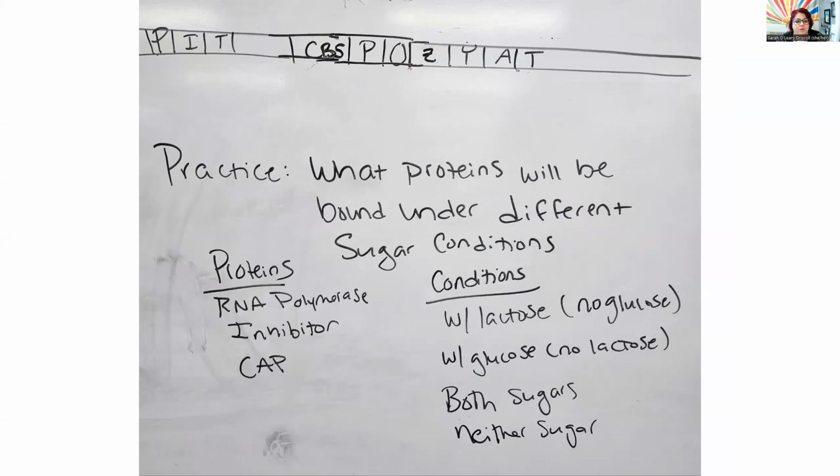Okay, so now that you hopefully understand how these two regulators work, our inhibitor protein and our CAP protein, you should think about what proteins will be bound to the operon in the different sugar conditions. So your protein options are RNA polymerase, the inhibitor, and the CAP activator protein. And then the conditions you should think about are when there is lactose but glucose is absent, when there is glucose but lactose is absent, when both sugars are available to your E. coli, and then when neither sugar is available.